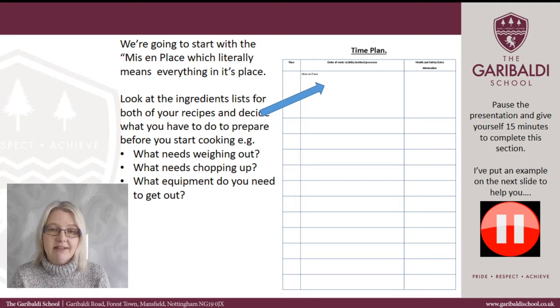We're going to start off with the mise en place, and that's a catering term. Catering terms generally are French, and it basically just means that everything's in its place. So what you need to do is look at your two ingredients lists for both of the recipes, and decide what you need to do to prepare before you start cooking. So what ingredients need weighing out, so you've got to put the amounts and what they are, what needs chopping up and putting in bowls ready for the practical, and what equipment do you need to get out and ready. It might also be that you have to put the cooker on, preheat the oven, and all of that goes into the mise en place.